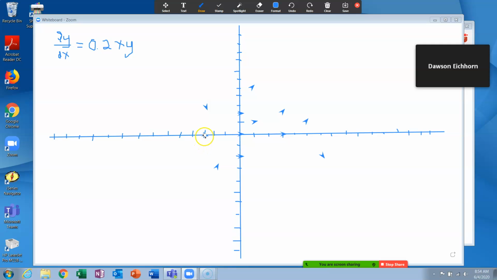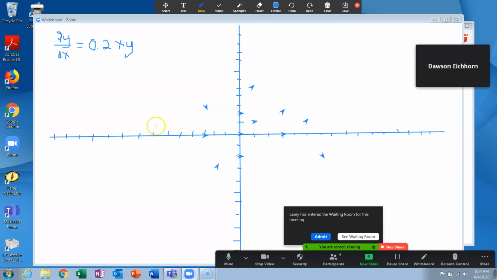Let me see if I can correct it. There. Well, that's interesting. It disappeared. Let me try it again. There we go. All right. Now, you get the general idea. All up and down the y-axis, the slopes are 0. All right and left on the x-axis, the slopes are 0.